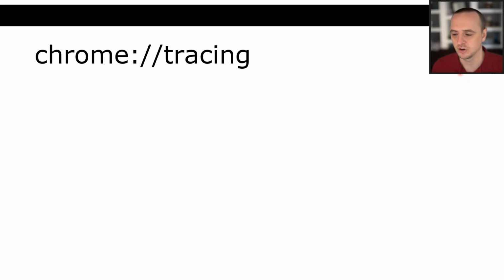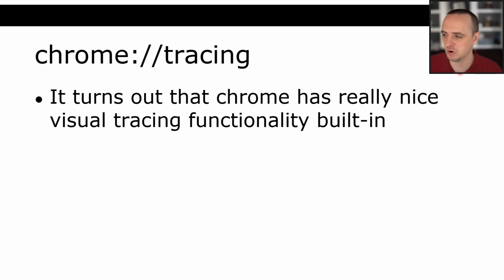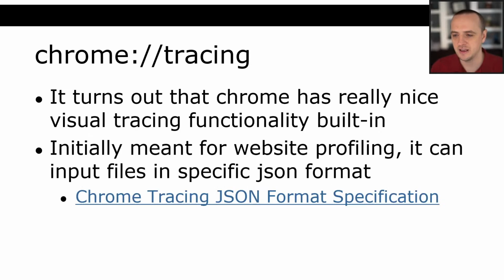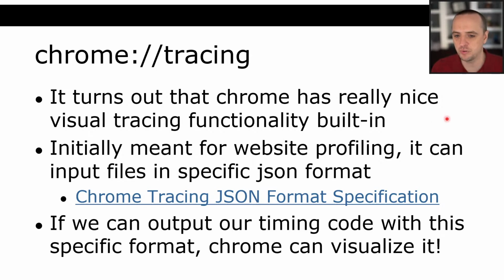Cool thing is, it turns out that Google Chrome, the browser, has really nice visual tracing functionality built in, and what you see here comes straight from Chrome. Initially this was meant for website profiling, but you can input files in a very specific JSON format, and you can go to the format here. It's not super important because I've done all that for you. But if we can output our timing code with this specific format, Chrome can visualize it for us. So the cool thing is we do not need to write our own visualizer.